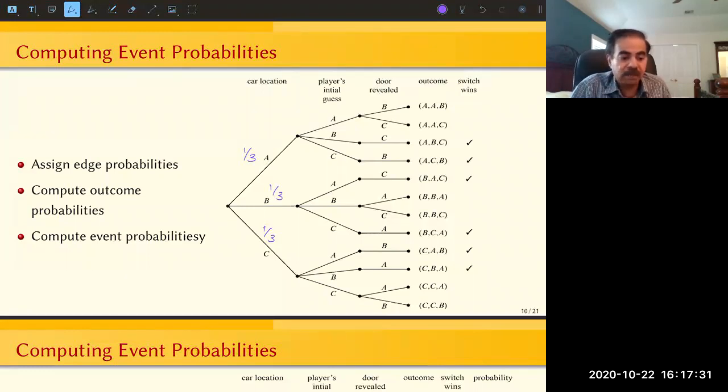So the car could be behind A, B, or C, and we say, okay, there's a 1/3 chance that it is behind A, 1/3 chance it's behind B, and so on. Okay. So we also said that the player makes each choice equally, right? So this will also be 1 by 3, 1 by 3, 1 by 3, right? So now in this case, the car is behind door A. The player has also chosen door A, right?